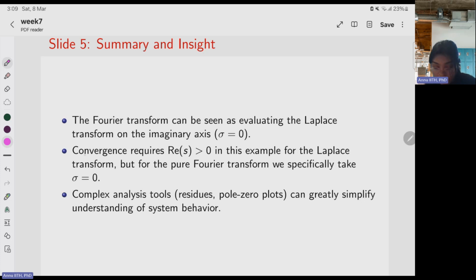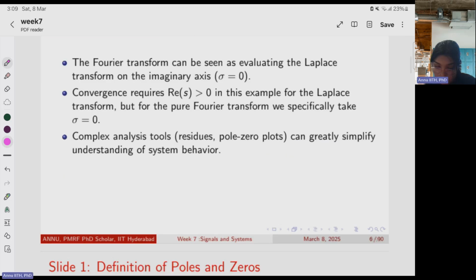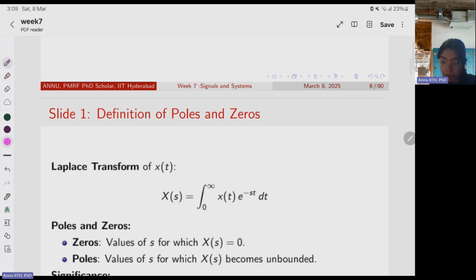For the Laplace transform the convergence requires real of s greater than 0 in this example, but for the pure Fourier transform, we specifically take sigma equal to 0. Okay, so complex analysis tools, that is residues and pole-zero plots, can greatly simplify the understanding of system behavior.